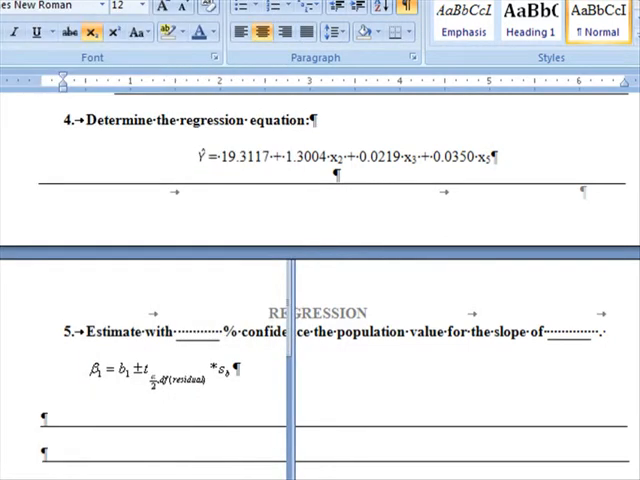Now that we have completed the regression model, the rest of the material is very similar to the simple regression example. I will split the video and continue the video later on for questions 5 and on.